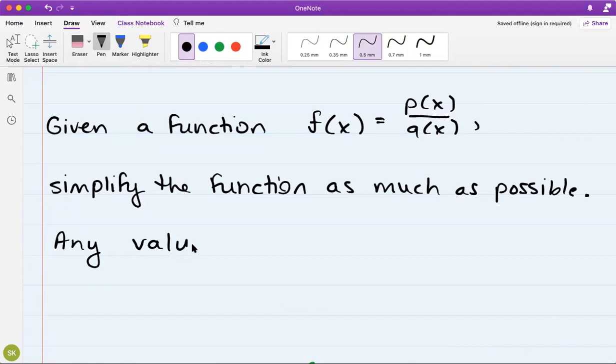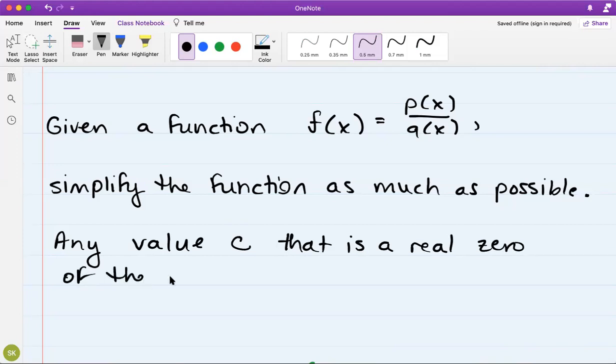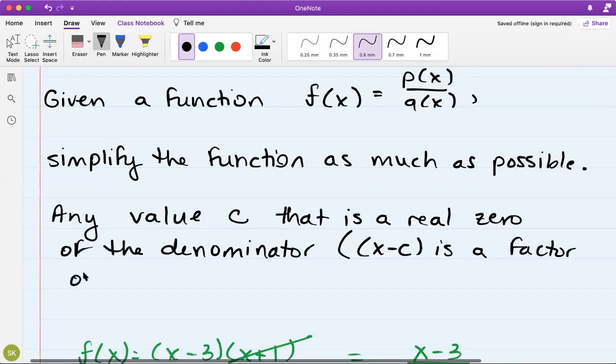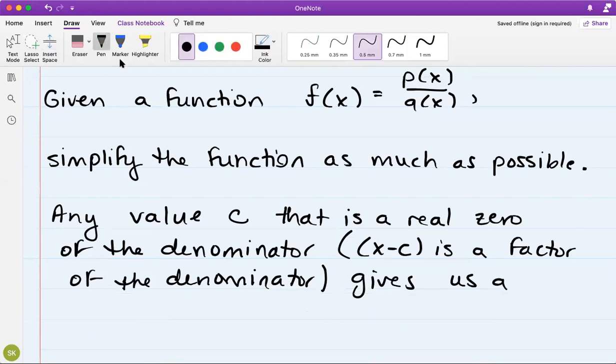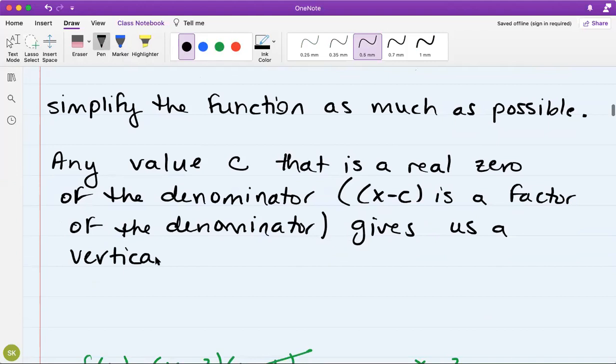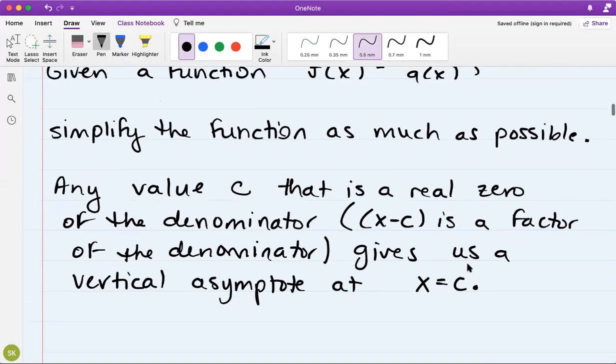Any value c that is a real zero of the denominator, which means x minus c is a factor of the denominator, gives us a vertical asymptote at x is equal to c. So we're going to look at plenty of examples of this, so don't worry too much about it.